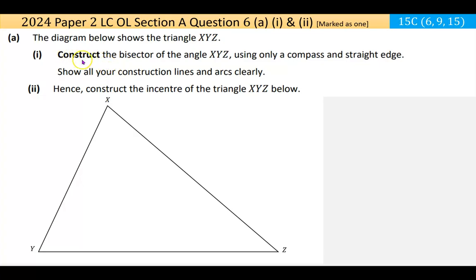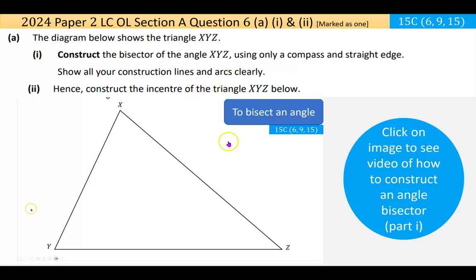And part 1 says construct the bisector of the angle XYZ using only a compass and straight edge, and make sure to show all construction lines and arcs clearly. So you'll need your compass, make sure not to rub out any construction lines at the end, even though it might look neater. Okay. So for the answer here, I've made a kind of GIF to explore that. So I'm going to play it here and hope that it works.